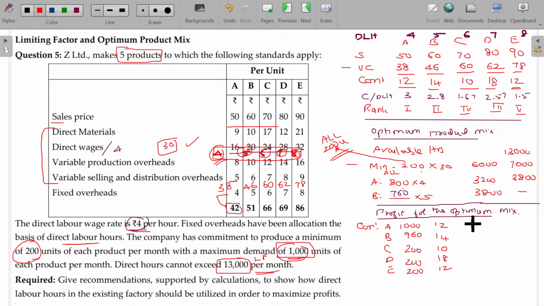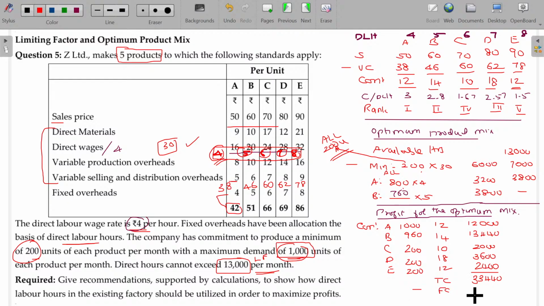Find out the total contribution. 12,000, 13,440, 2,000, 3,600, 2,400. What is the total contribution? 33,440.